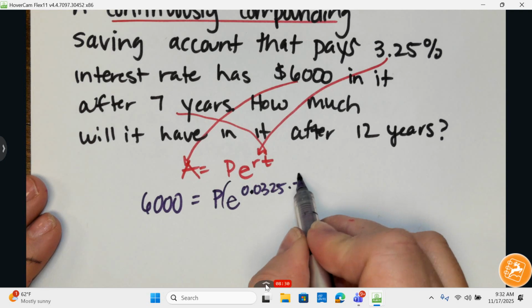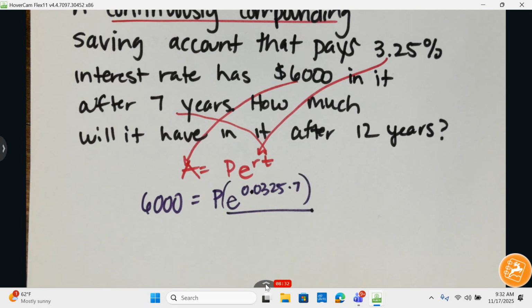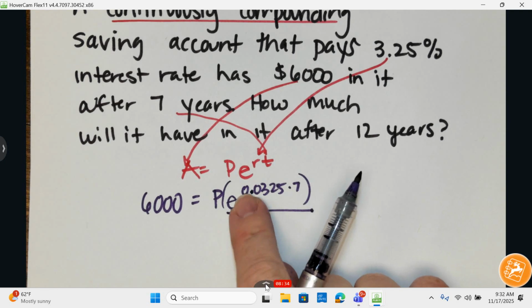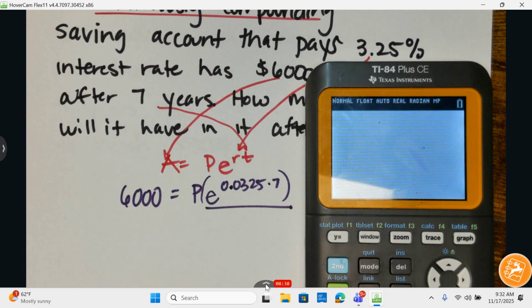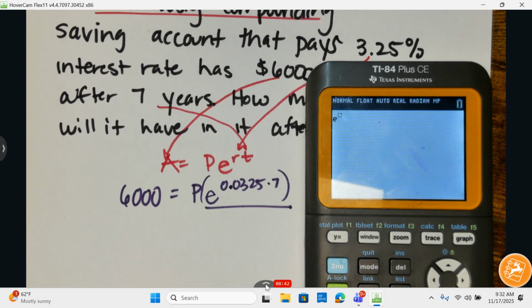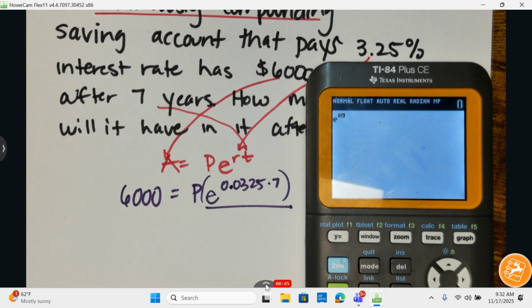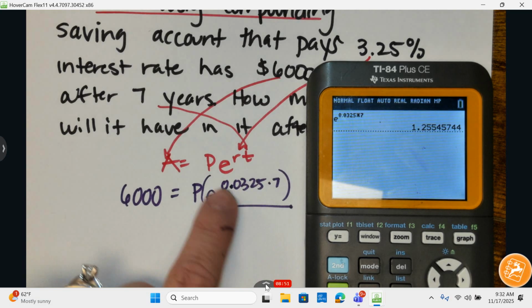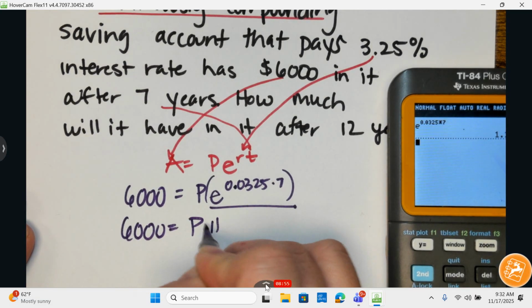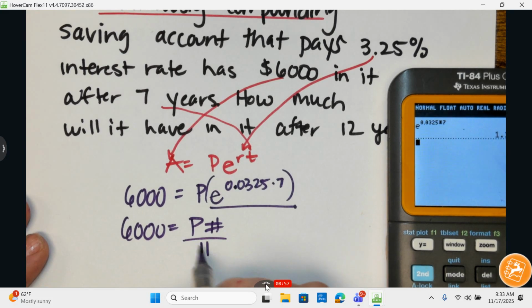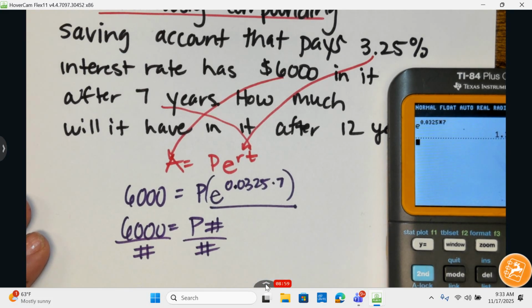I know that this part that I'm putting a parenthesis around is a value, right? e is a number, and I'm raising it to a value. So right now, with me on the calculator, please press clear. To achieve e, you hit the blue key and go straight down that same column to where you find e to the x, and 0.0325 times 7. That's this amount right here that my finger's over. So I really have 6,000 equals P times whatever this value is. I'm going to divide by that value in order to isolate the P.